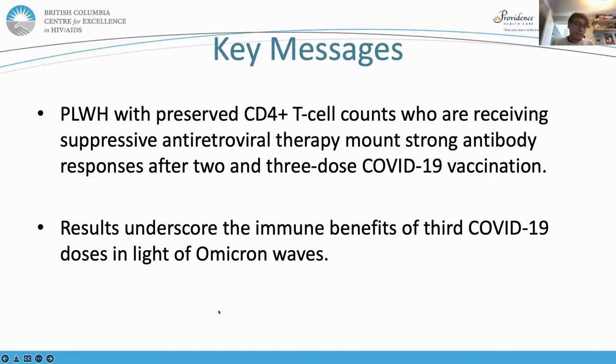So key messages: in short, people living with HIV with a healthy range of CD4 count and on active antiretroviral therapy that is suppressive mount very strong immune responses to the second and third COVID-19 vaccine doses. And we see that the third dose still provides some benefit despite having lower immune benefits compared to previous variants.